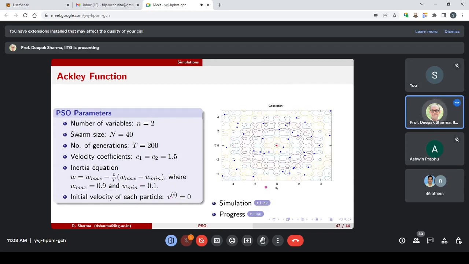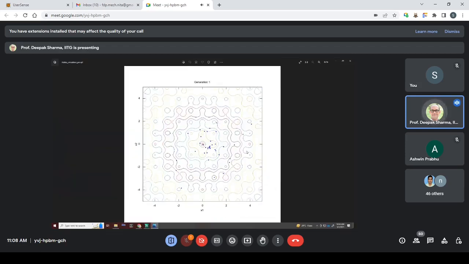On the right hand side, we have x1 and x2. Again, blue dots represent the random initial particles. Red dot is the optima for the given problem. And these circles which you can see are nothing but the local optima, and the global is 1. Let us see the simulation of the PSO in order to solve this problem.